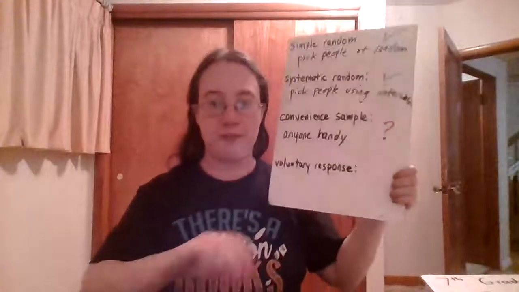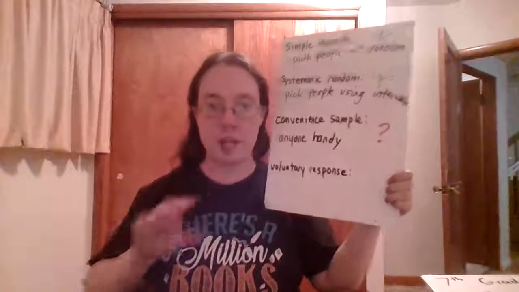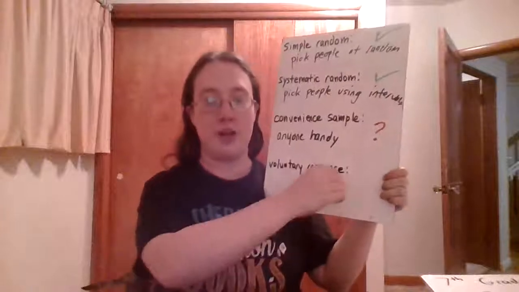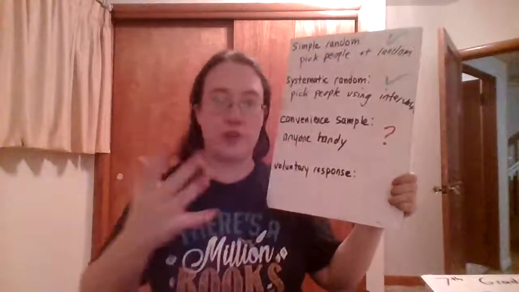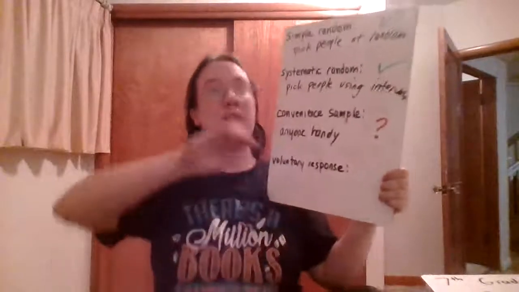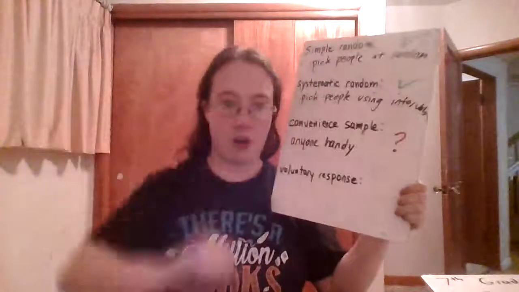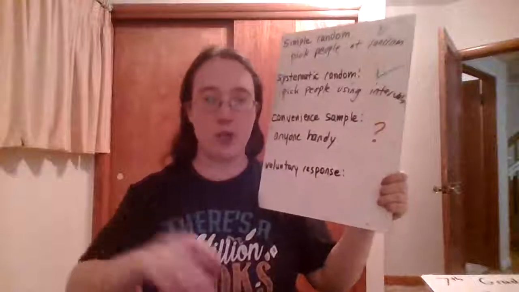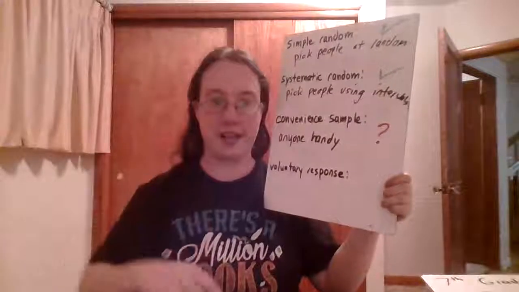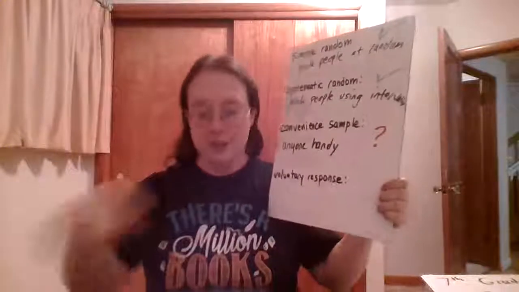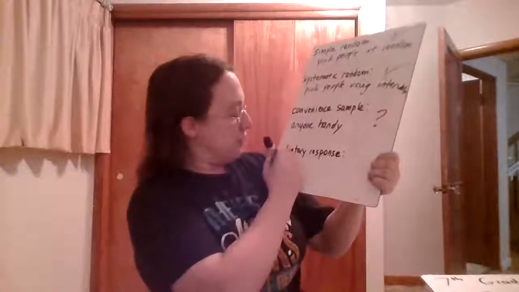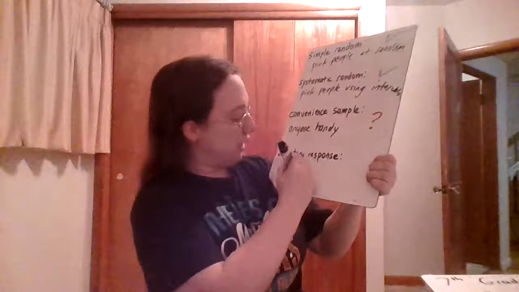Same sort of thing with a voluntary response. So a voluntary response is when you just leave it open for anyone to answer if they want to. For example, if I put a sign up in the hallway that said, "Do you like cats or dogs better?" And anyone who walked by could just write whether they like cats or dogs better. They volunteered to give their response. So a voluntary response is people can choose whether to answer.